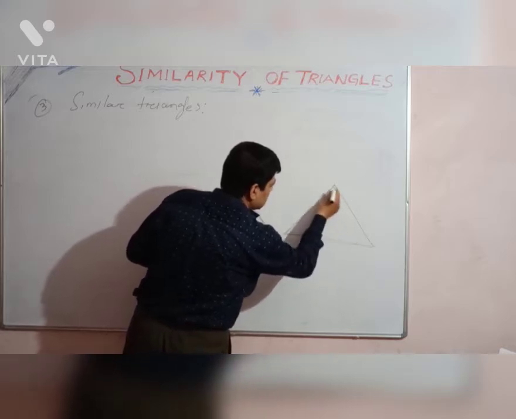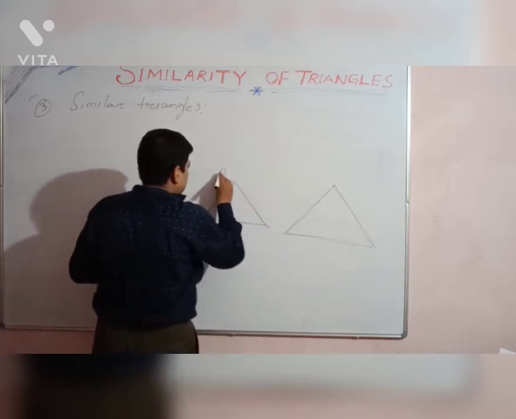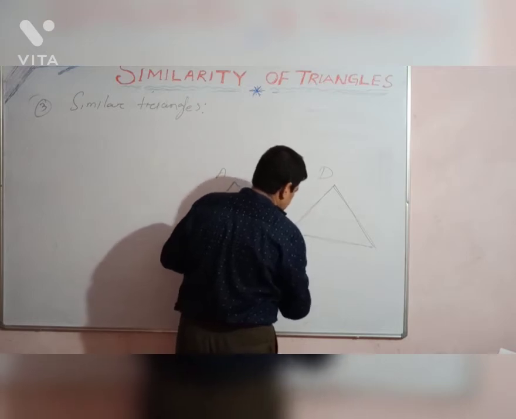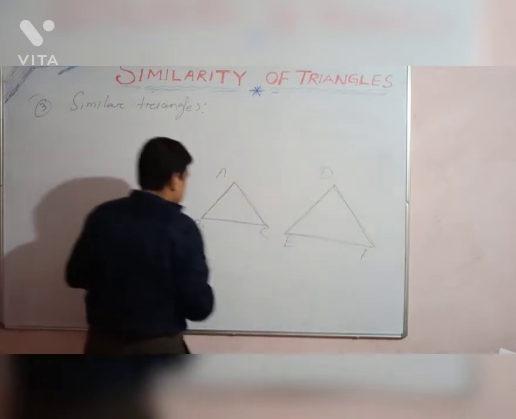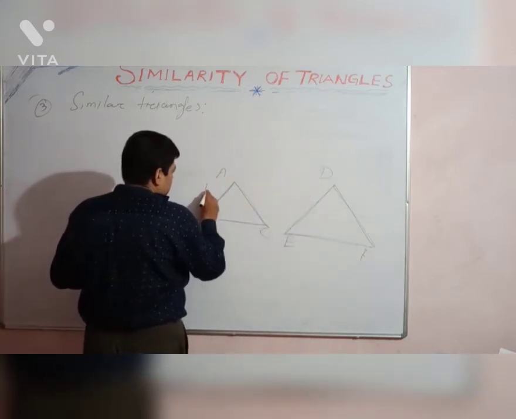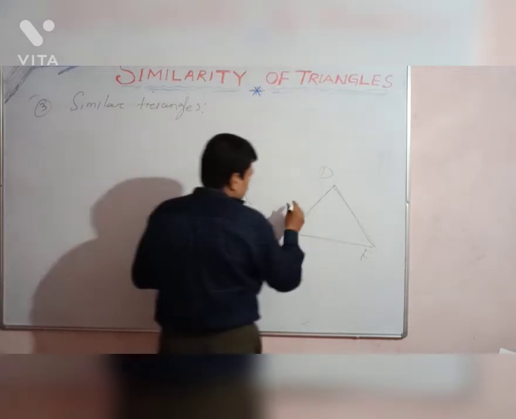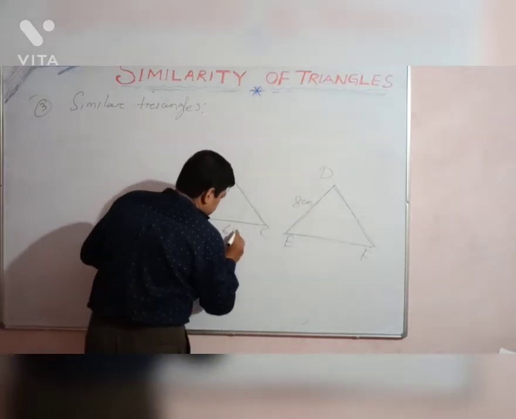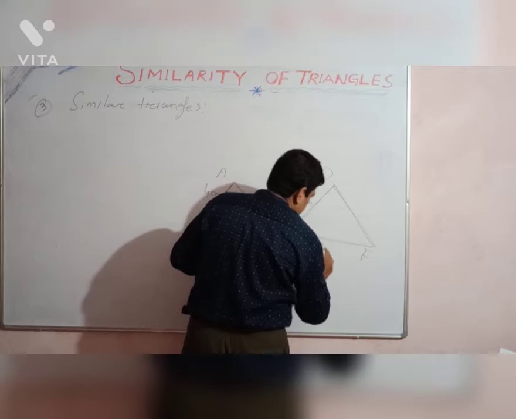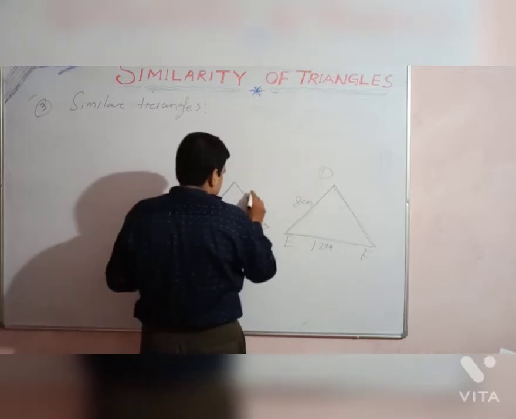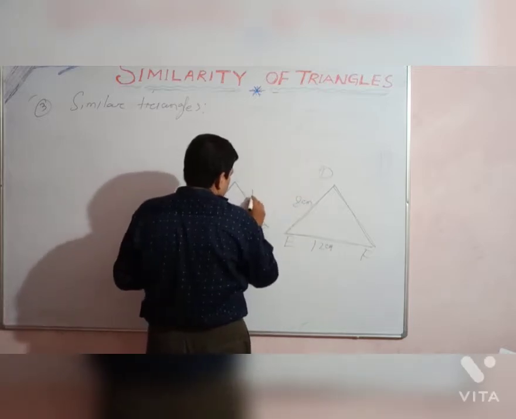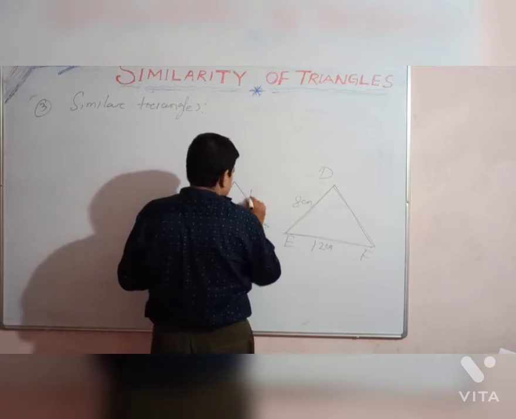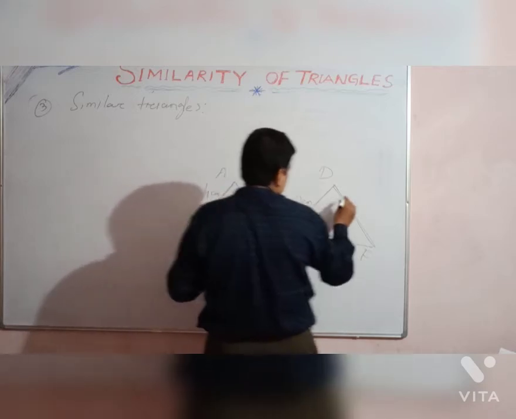Two triangles, give the names ABC and DEF. In the first triangle, suppose one side is 4 cm, and in the second, the corresponding side is 8 cm. Another side is 6 cm and its corresponding side is 12 cm. The third side is 10 cm, and its corresponding side is 20 cm.